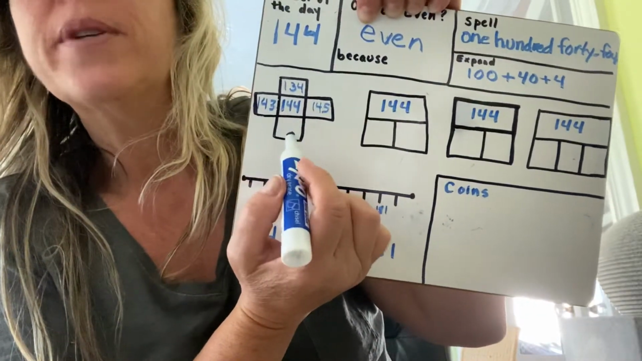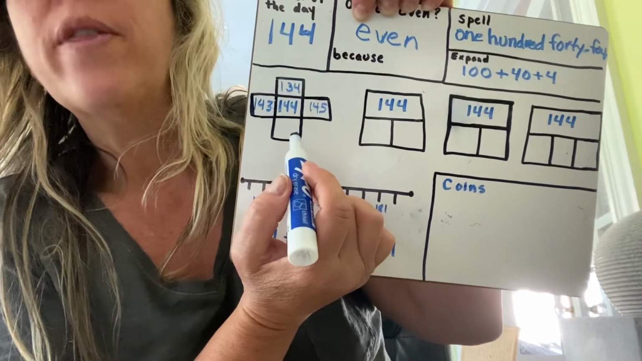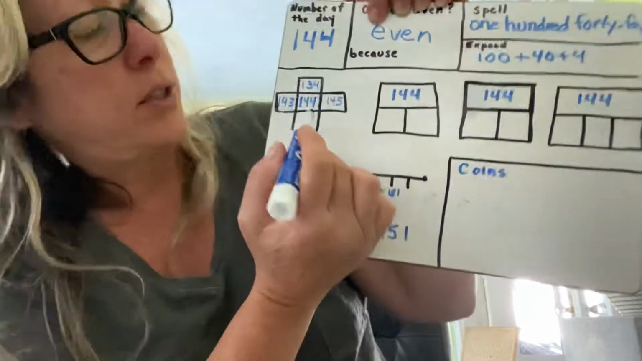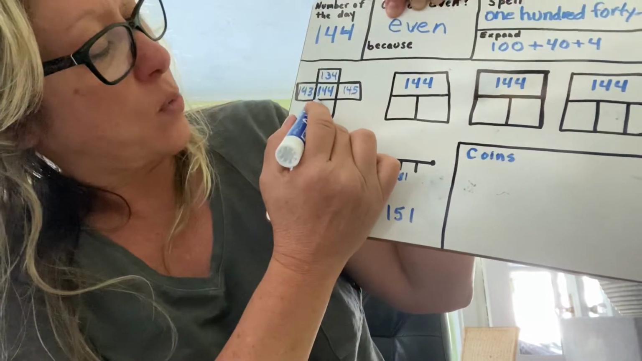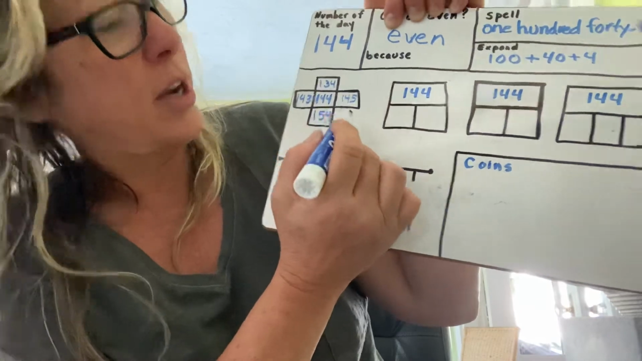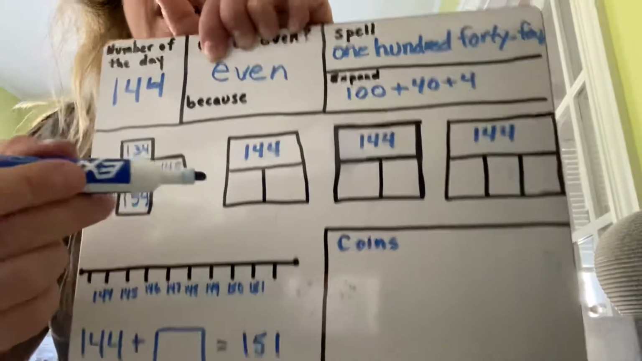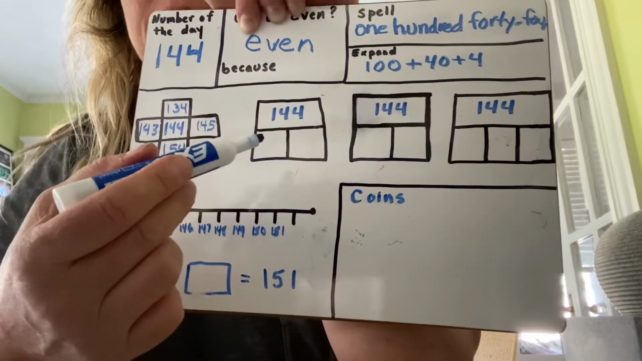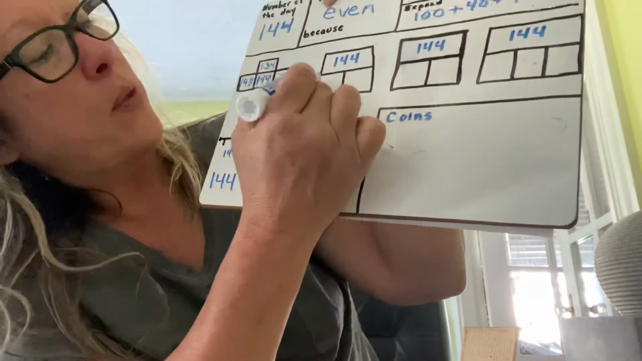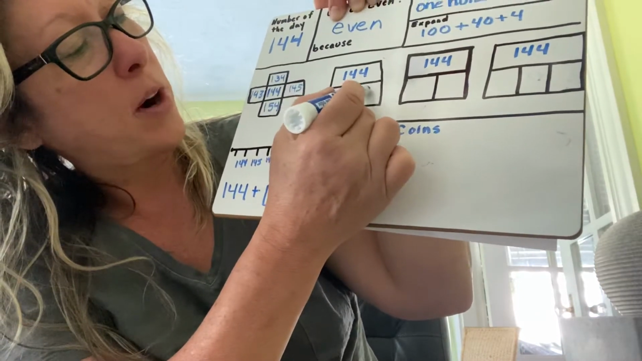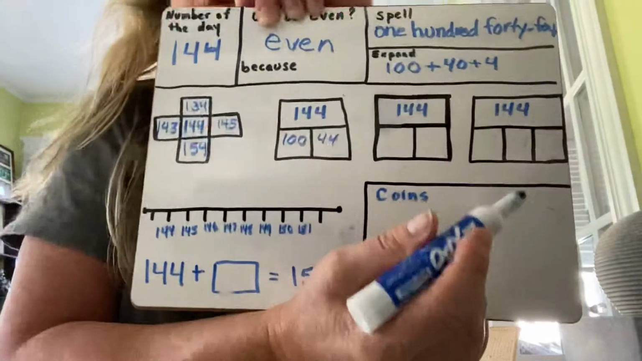And what's 10 more than 44? 54. So don't forget we're in the 100s, so 154. Good. All right, let's think about 144 in two parts. Well, we know that 100 plus 44 more equals 144.